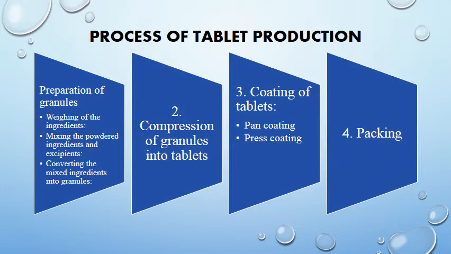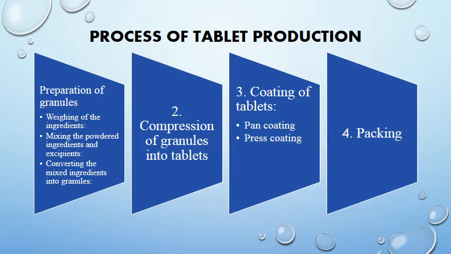Next step is mixing the powder ingredients and the excipients. Whatever ingredients you have weighed, all the ingredients have to be mixed properly for the uniformity of distribution of the drug. Next step is converting the mixed ingredients into granules. Now we have to convert all the powder ingredients into granule form. There are various techniques involved in the formation of the granules. This we will discuss in the next video.